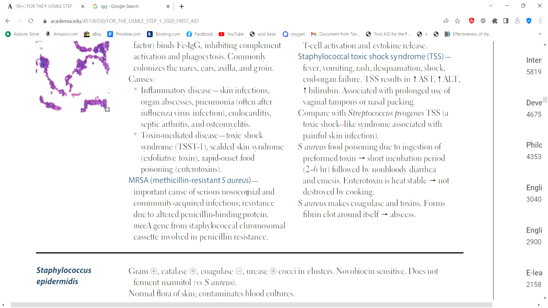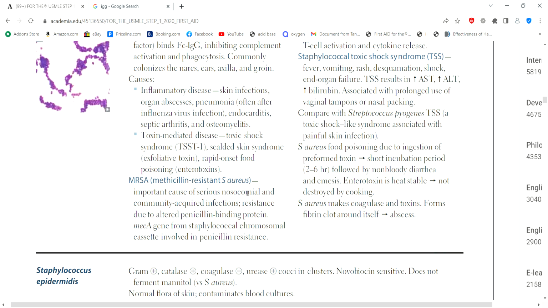Strep pyogenes produces a toxic shock-like syndrome associated with painful skin infection, and you get erysipelas, impetigo, and necrotizing fasciitis. Necrotizing fasciitis is caused by Streptococcus pyogenes, and that is a medical emergency. Once you see the picture, you'll never forget it.